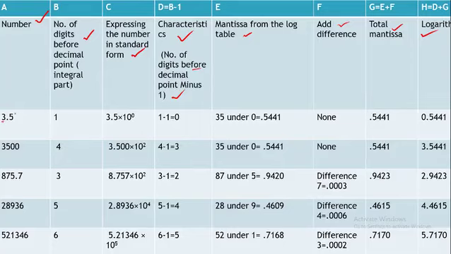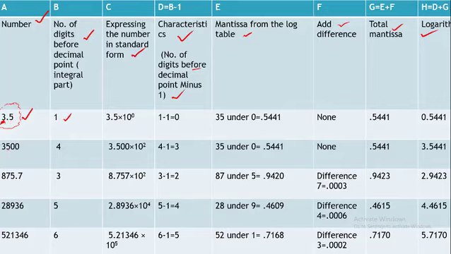Let's take an example. Remember when we solved for conversion of numbers to standard form? Now in this we have 3.5 as a number we are to search for under the log table. Now for this, how many numbers are there before the decimal point? That is B now. The number before the decimal point is just 1, which is 3. Is that correct? So we have 1.